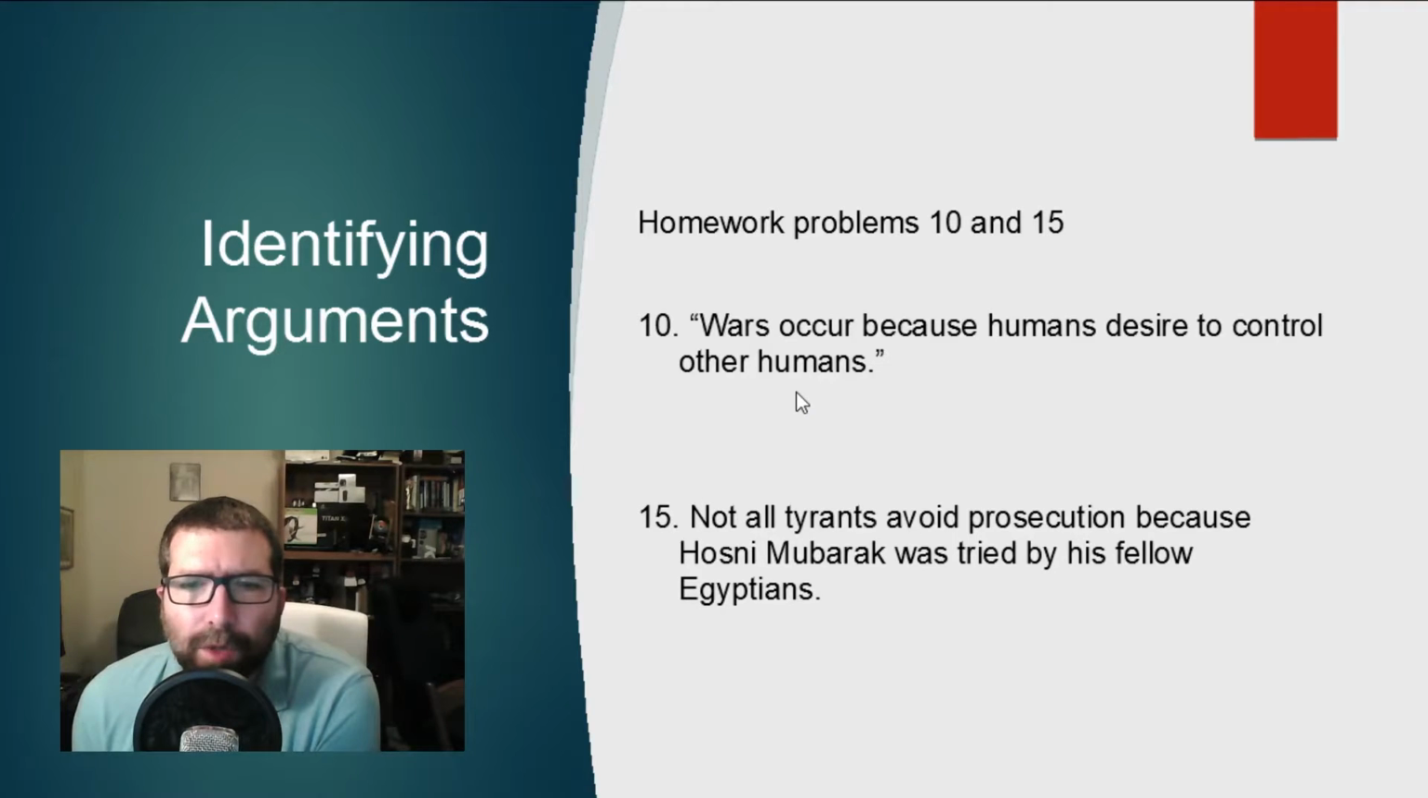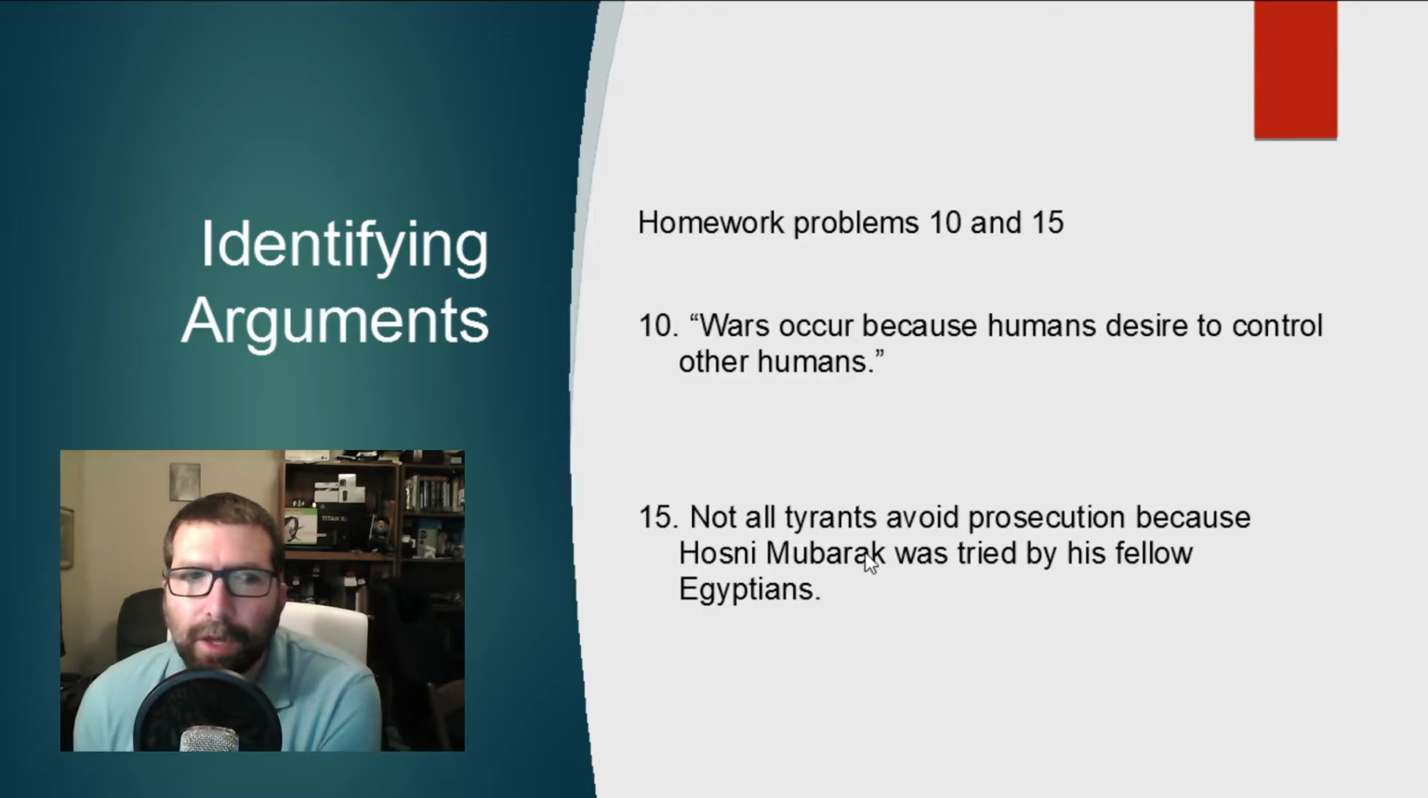All right, for this next one, number 15: not all tyrants avoid prosecution because Hosni Mubarak was tried by his fellow Egyptians. A little historical piece for you there. Not all tyrants avoid prosecution because, and here we go. So is this one an argument? And I think this one is. So you've got not all tyrants avoid prosecution, and then are we trying to explain the deeper meaning by that or give the cause for how that happened or something? No, what we're doing is we're trying to establish that it's true.